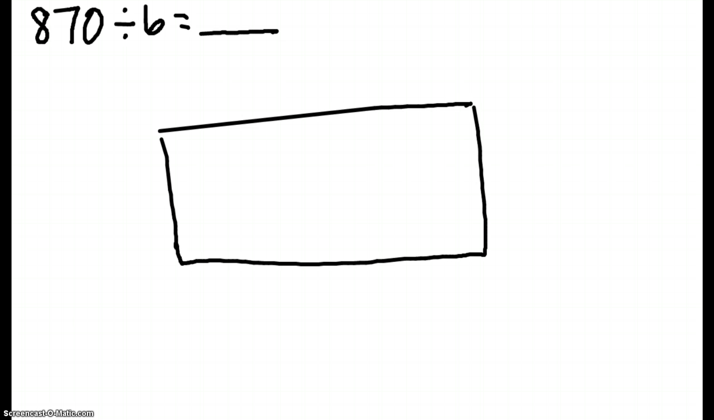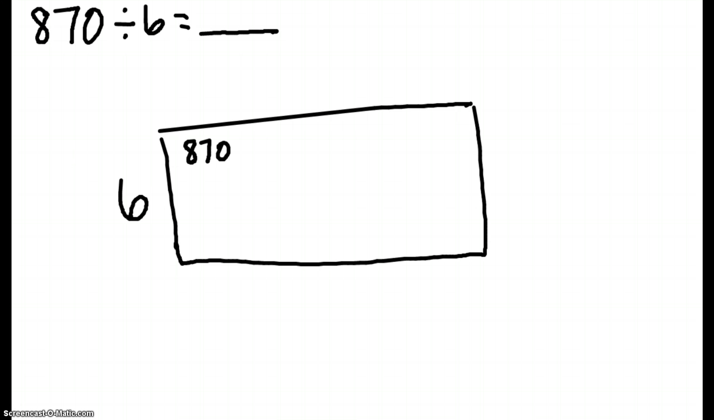The first thing you're going to want to do is draw a big box. And what we know about area is we know we need to take the length times the width. Well, for division, we know what one side is, but we don't know the other side. We don't know what we take times 6 to get 870. So we know we have 870 in here, and we need to figure out what that top part is.